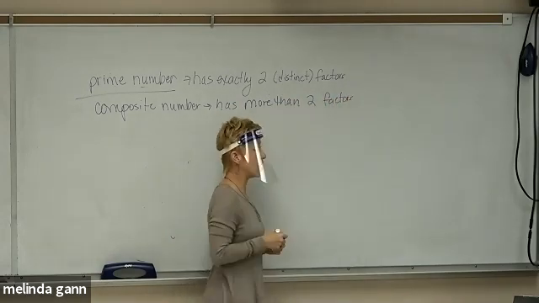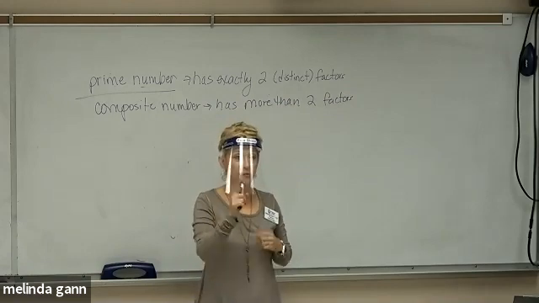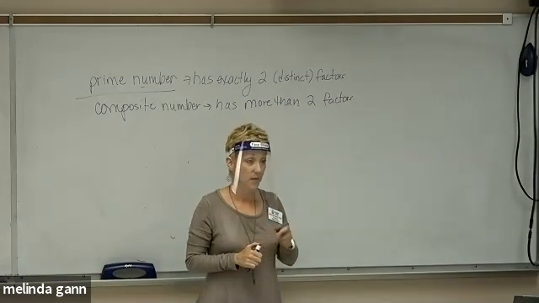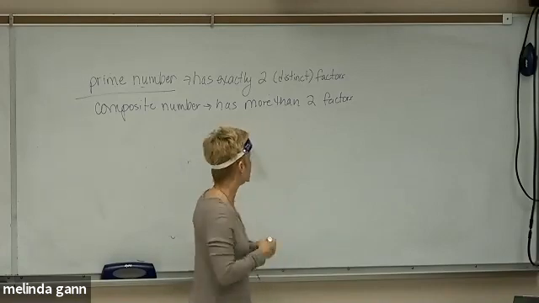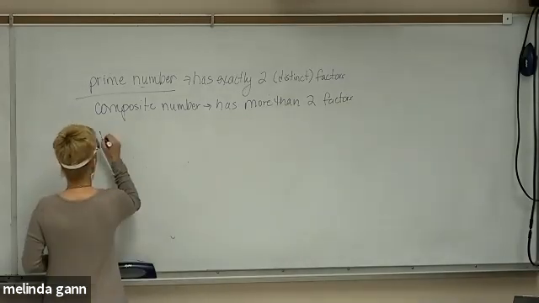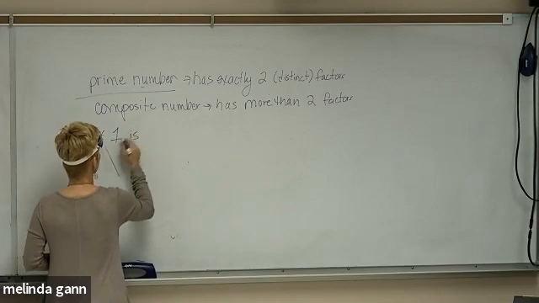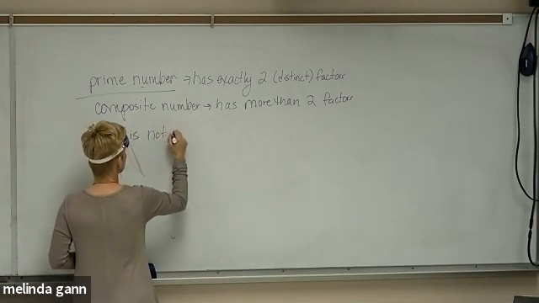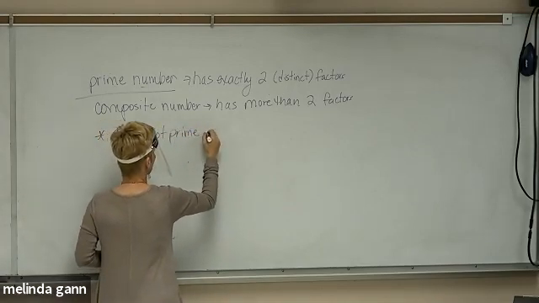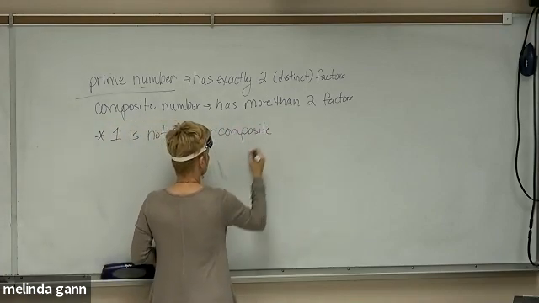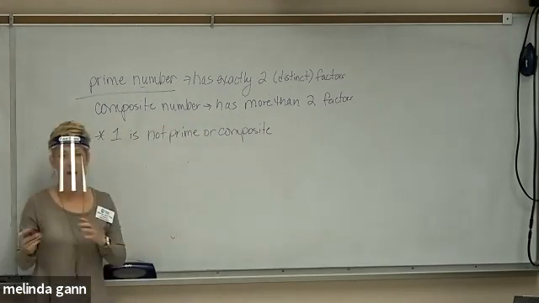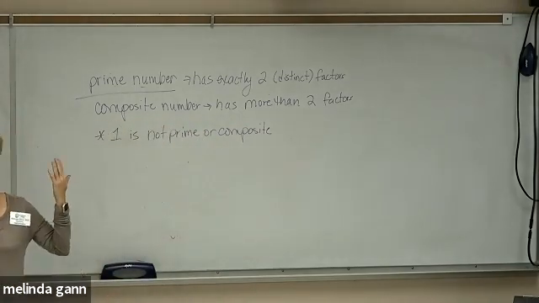So a minute ago, you told me the factors of 6 were 1, 2, 3, and 6. So that's more than 2, so that's a composite number. All right? And then write this little starred sentence. 1 is not prime or composite. So it's the only counting number that doesn't fit either definition.